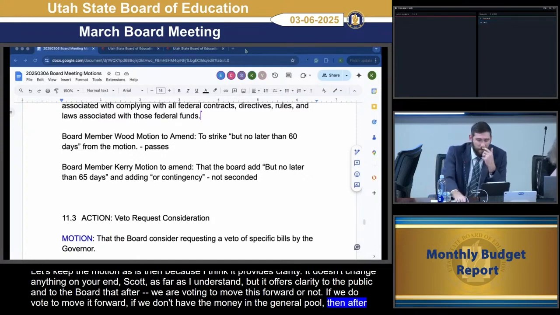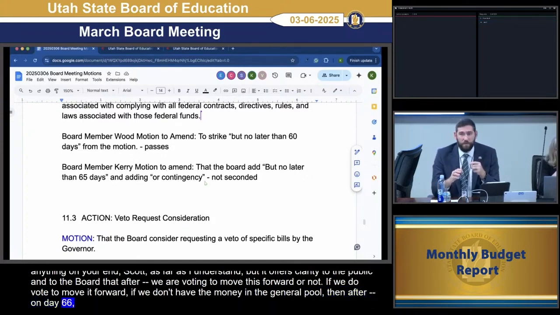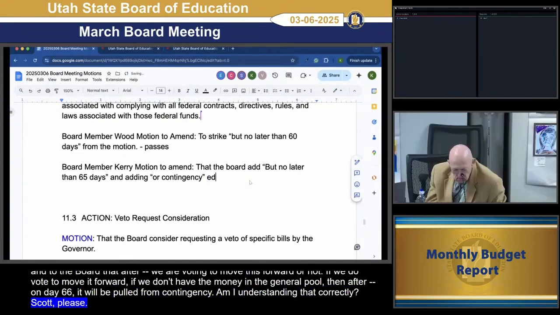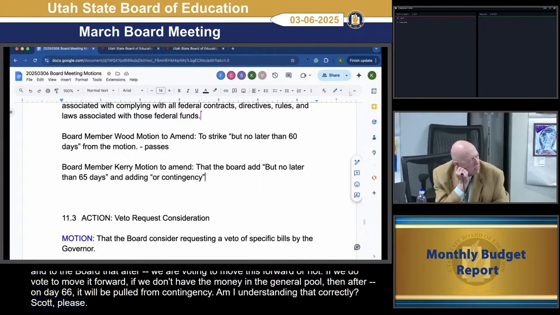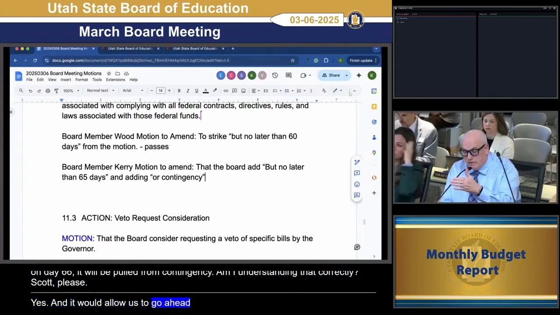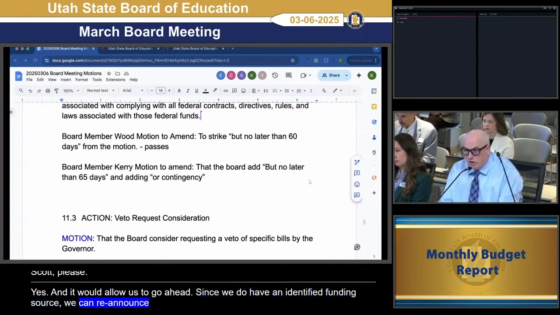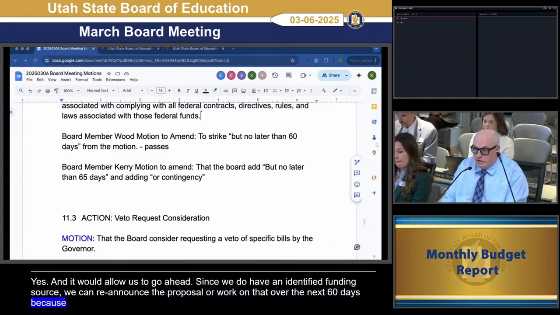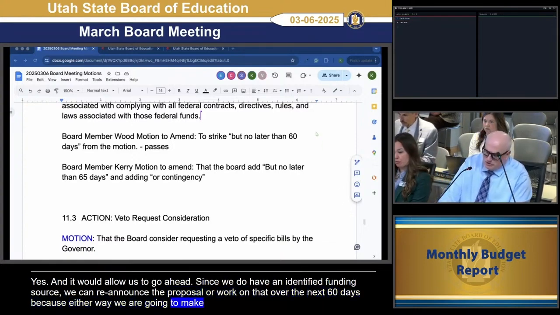Scott, please. Yes, and it would allow us to go ahead and, since we do have an identified funding source, we can announce the proposal or we could work on that over the next 60 days, because either way, we're going to make a decision on or have available funding. So thank you, that helps. Member Booth?